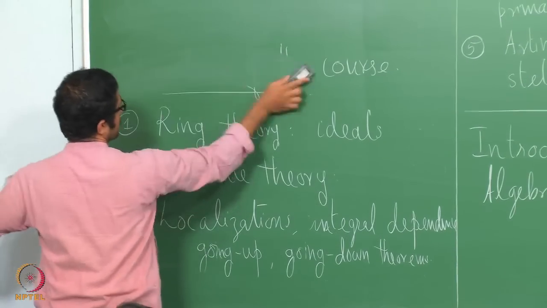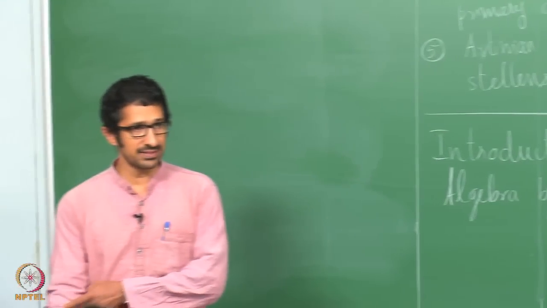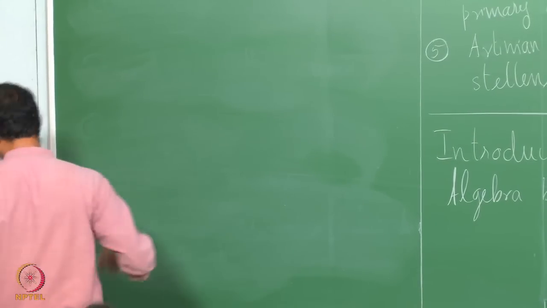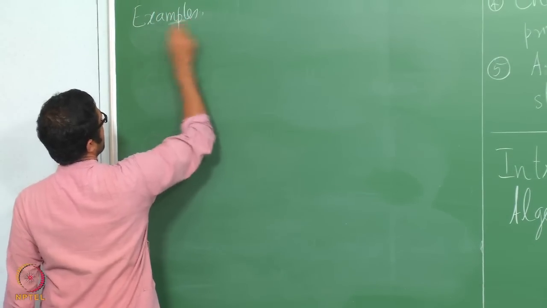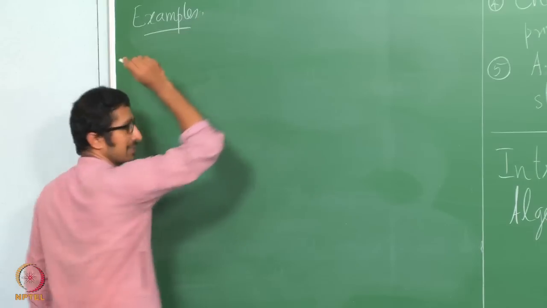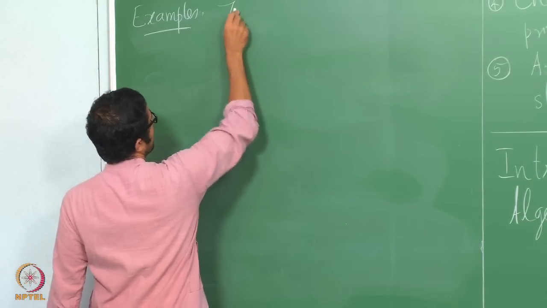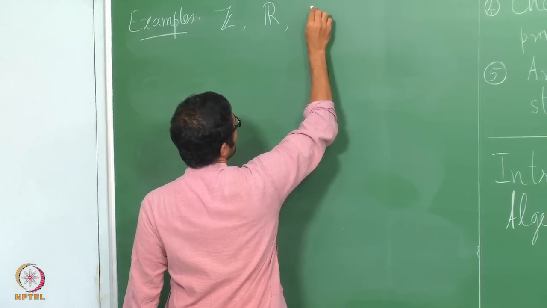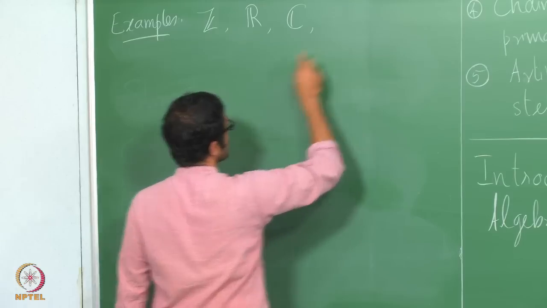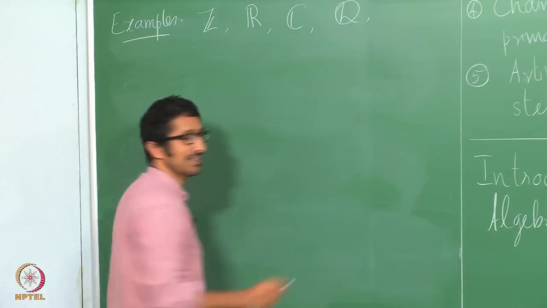If you have doubts, you can stop me and ask me. I am sure you have seen many examples. Some basic examples are, tell me some basic examples. Z, R, C. So, you missed something in between, Q.